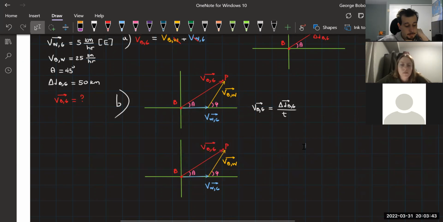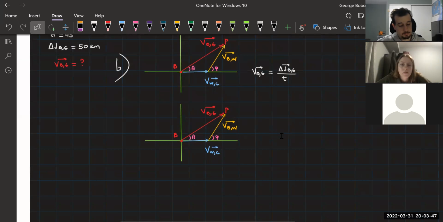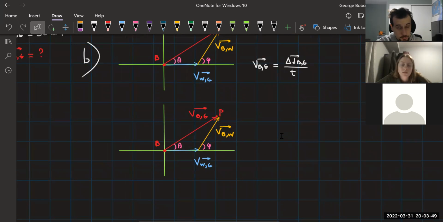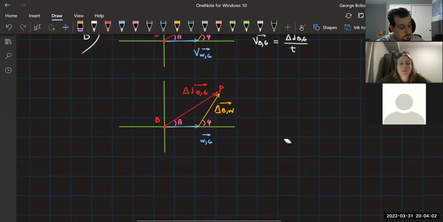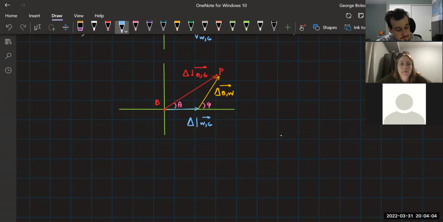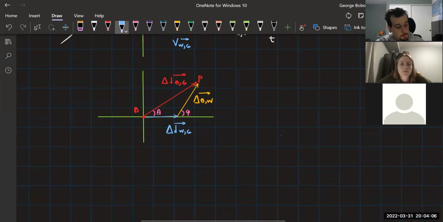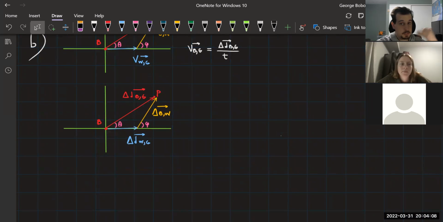But again, I want to use displacement only. Okay, so I'm going to go here and say this is delta dBg. Basically, all these vectors are the same. The headings are the same. Everything is the same when you turn it into the displacement world. But just keep in mind that the displacements are related to the velocities.